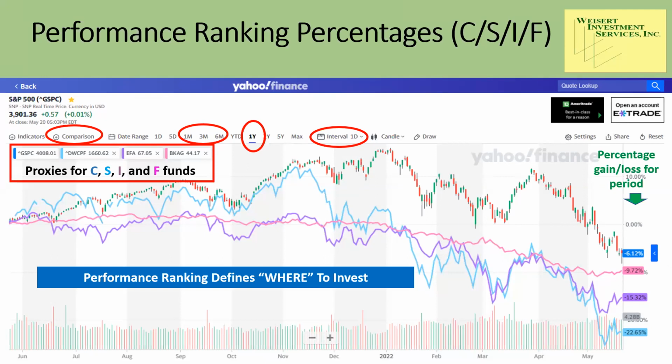You can see for over 1 year, if you have the S fund, you'll see that its return has been minus 22.65. Conversely, over a 1 year period, the S&P, which is the candles, has a 6.12. Then you can see the F fund is down minus 9.72 over the last year, while the I fund has a negative return of 15.32. And again, that tells us where to go ahead and get the numbers for the performance ranking.